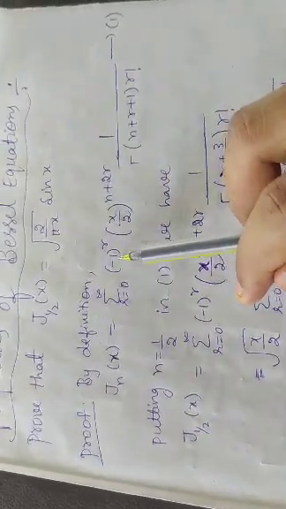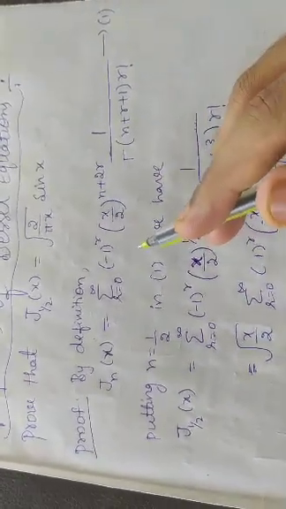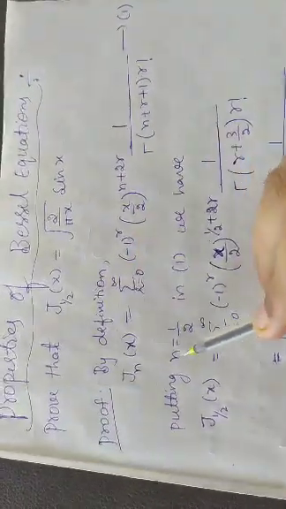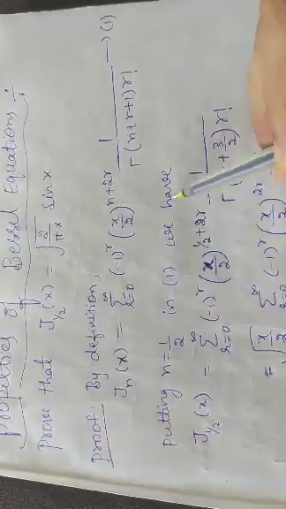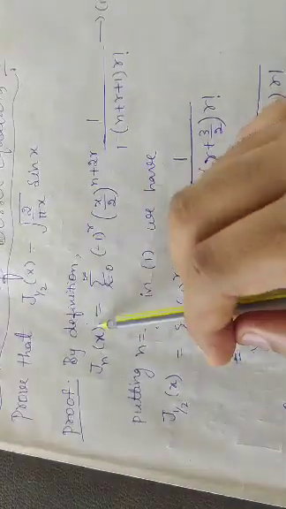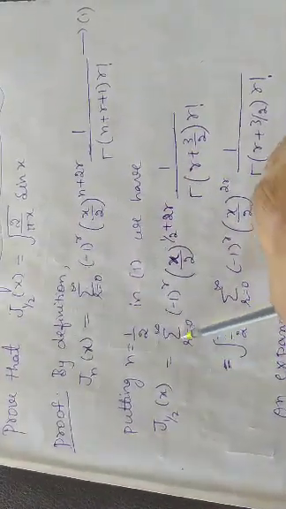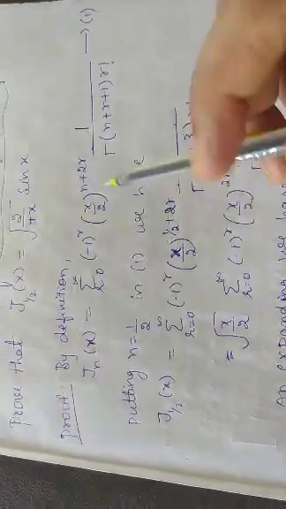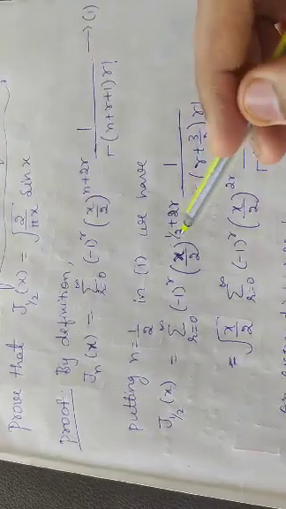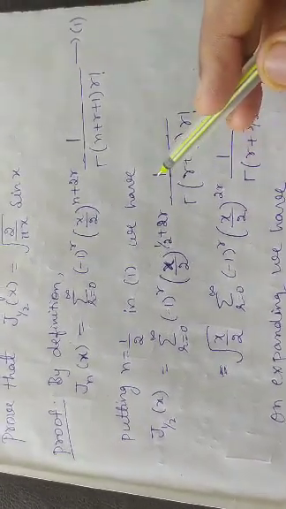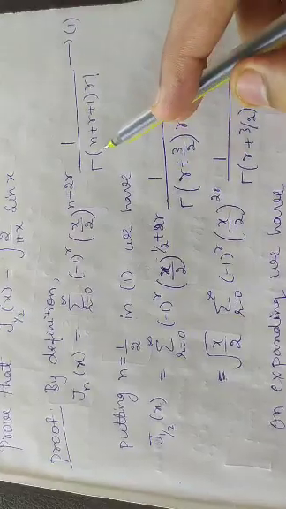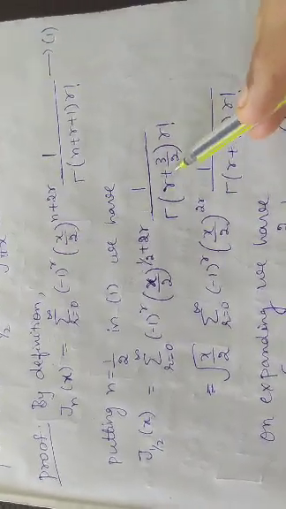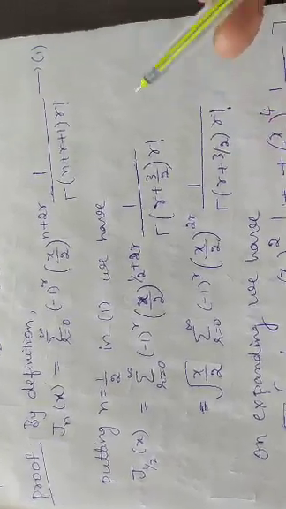First, you have to consider the series solution of Bessel equation. Here you have to prove J half, so put n equals half in equation 1. So J half of x equals summation r varies from 0 to infinity, minus 1 whole power r into x by 2 to the power half plus 2r, into 1 by gamma of r plus half plus 1. What is 1 plus 1 by 2? It is 3 by 2. So gamma of r plus 3 by 2 times r factorial.